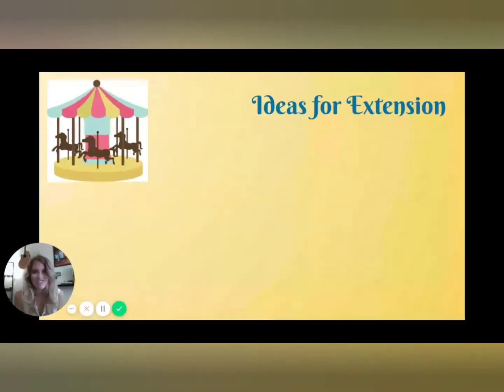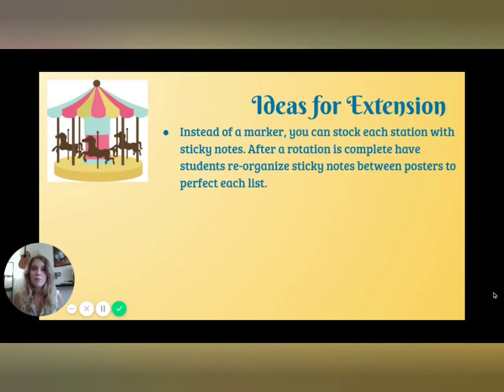Ideas for extension. So this is ways that you can move the carousel forward. You could do it the same day. You can extend if they're getting bored with the way you're doing it right there in the moment. Or you could extend next time: when we do carousel, we're going to elevate it and do it slightly different. So instead of a marker, you can stock each station with sticky notes. We saw this in my example.